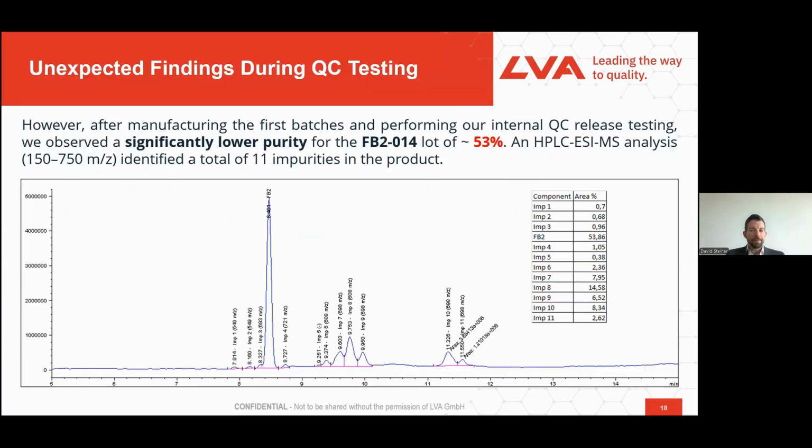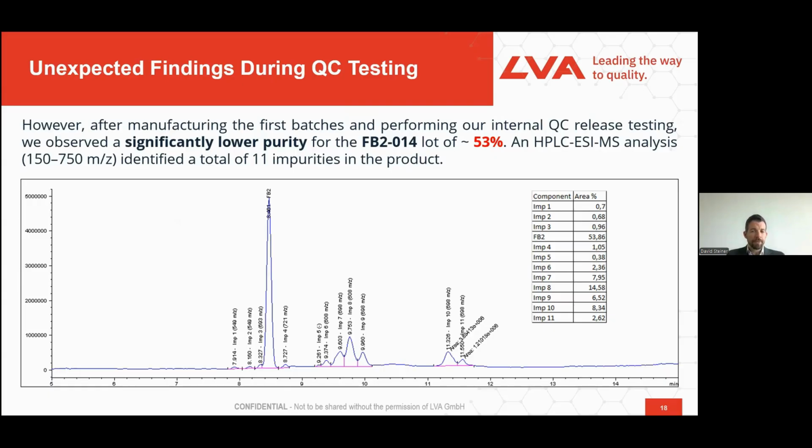However, after performing this manufacturing step of the first batch, we also performed our routine quality control measures as part of the final product release testing. And in this case, we performed a triple quad analysis. At this stage, we observed a quite significant deviation. The purity was no longer close to 94%, but dropped to approximately 50%.